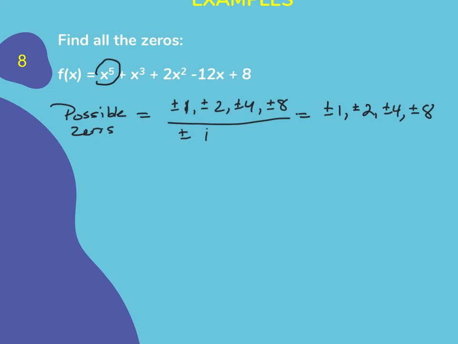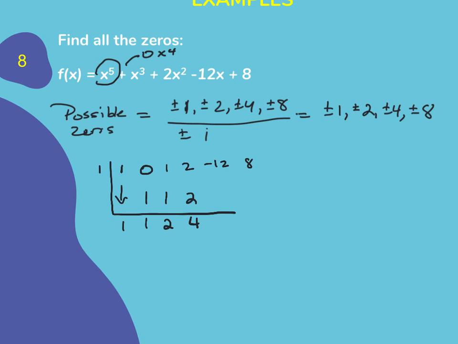So let me go ahead, and I know that one of my zeros is a 1. I went ahead and keyed it into Desmos, and I saw that it hit the x-axis at positive 1. So let me go ahead and put my coefficients back in here. It's missing an x to the 4th, so make sure you leave a place. So right in here, it should be 0x to the 4th to hold the spot. So 1, 0, 1, 2, negative 12, positive 8. Bring down, multiply, add the column, repeating across. I got a remainder of 0. So now remainder, constant, x, x squared, x cubed, x to the fourth.